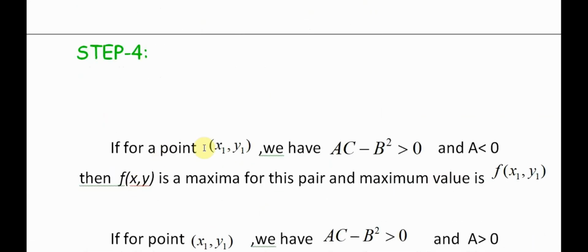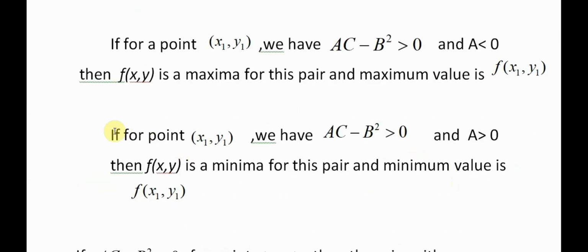Then in step 4, for a point x1, y1, if ac minus b square is greater than 0 and a is less than 0, then the function has a maximum, and the value of f of x1, y1 is the maximum value. Is it clear, students? Next, if ac minus b square is greater than 0 and a is also greater than 0, then f of x, y has a minimum at this point, and the minimum value is f of x1, y1.